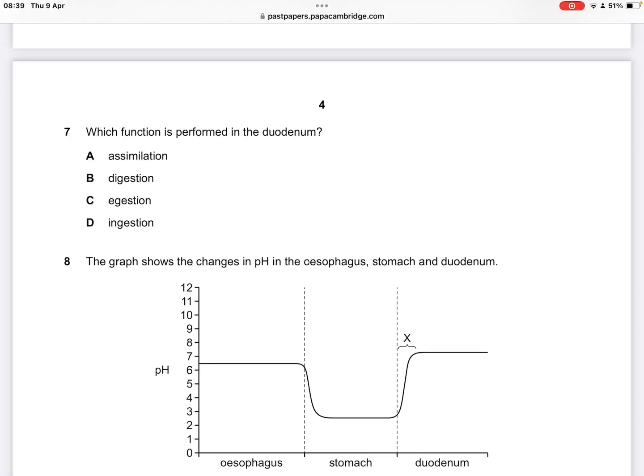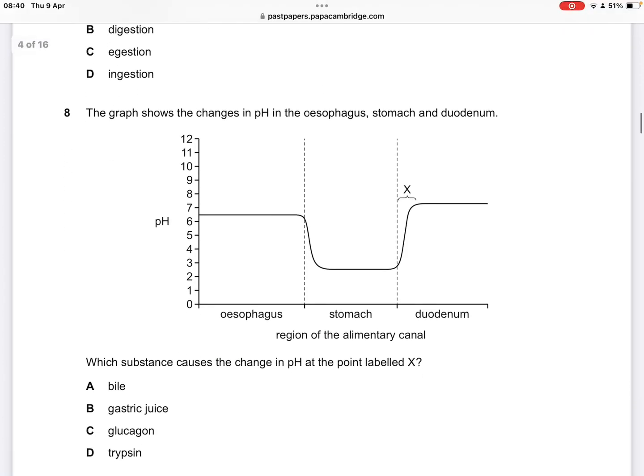And then ingestion is what we call the process of actually putting things into the mouth. So when we eat and drink, that is ingestion. Okay, let's move on. So just to say again, 7 is B for Bravo.